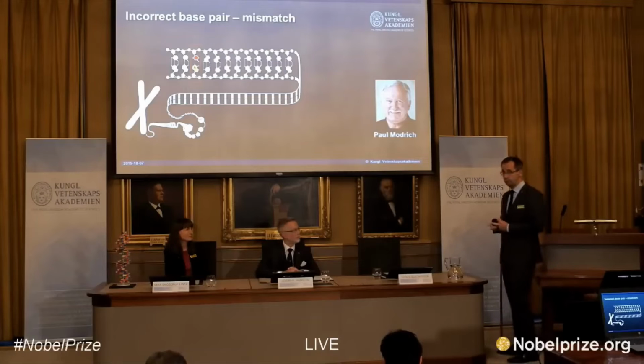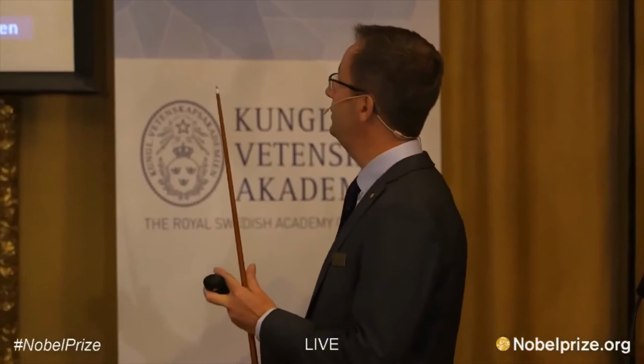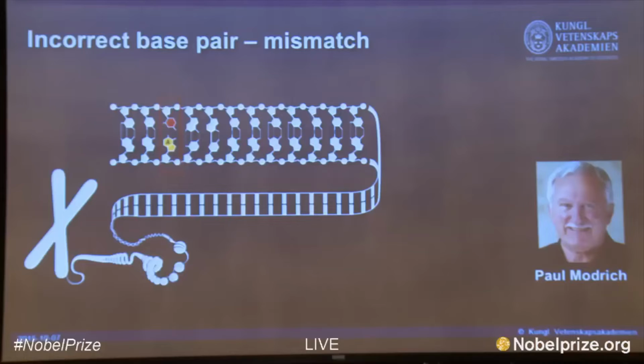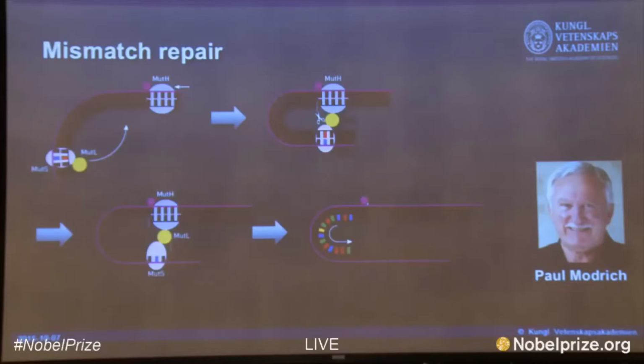Our second Nobel Prize laureate, Paul Modrich, has spent his life trying to figure out how these mismatches are corrected. And he has found a system which we now know as the mismatch repair system. This repair system contains a number of different proteins. And what these proteins can do is recognize a mismatch. You see, this red-blue thing here is supposed to be a mismatch. It can recognize a mismatch.